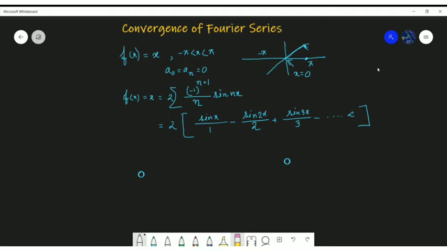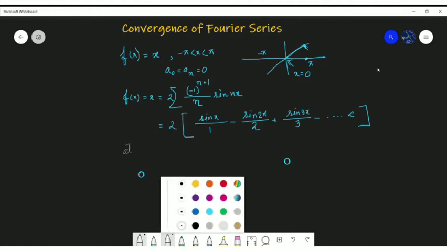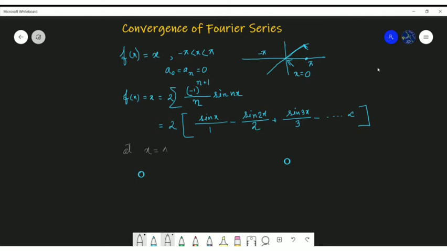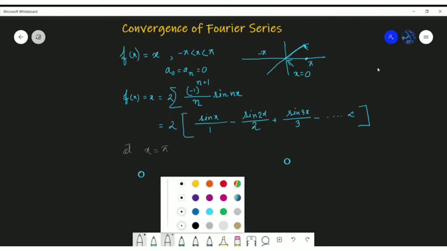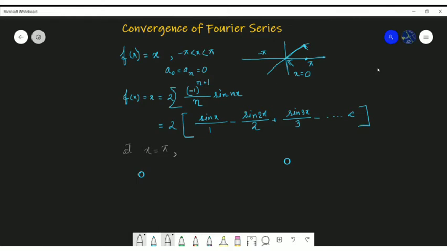Let's check at x equal to pi. If you put x equal to pi in the summation, then sin pi is 0, sin 2 pi is 0, sin 3 pi is 0, all terms will become 0. So as a result it will give 0.